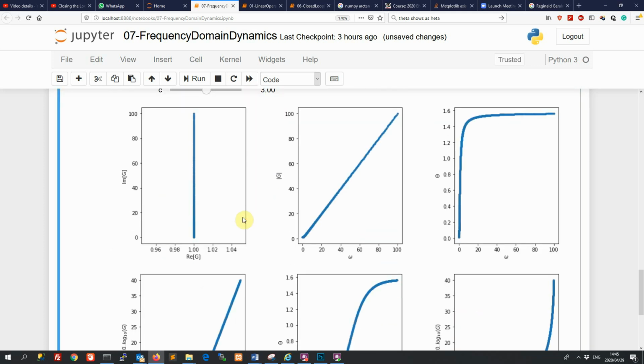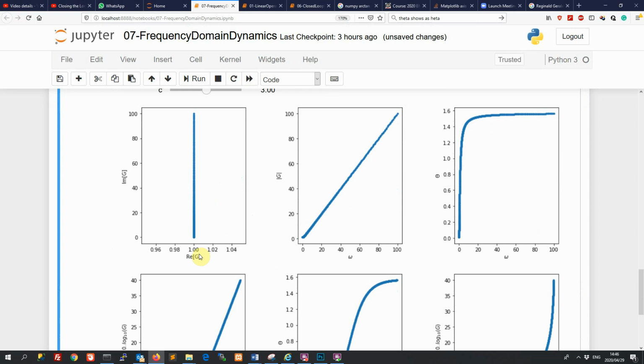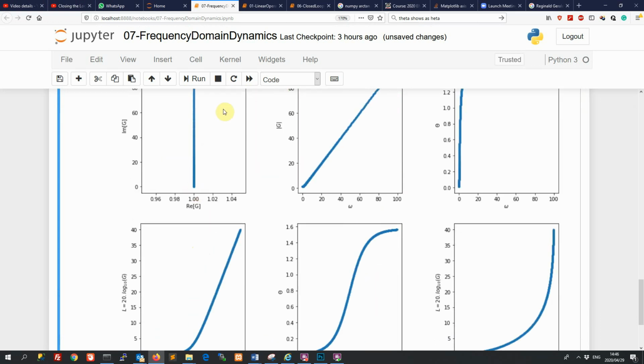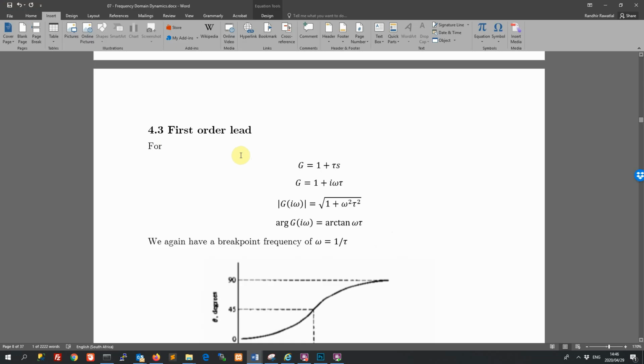We have here that our real part is a constant, and our imaginary part is changing with omega. So let's think about the function again. This is our G function. You can see the real part is constant, right? Remember, we are applying s equals i omega.